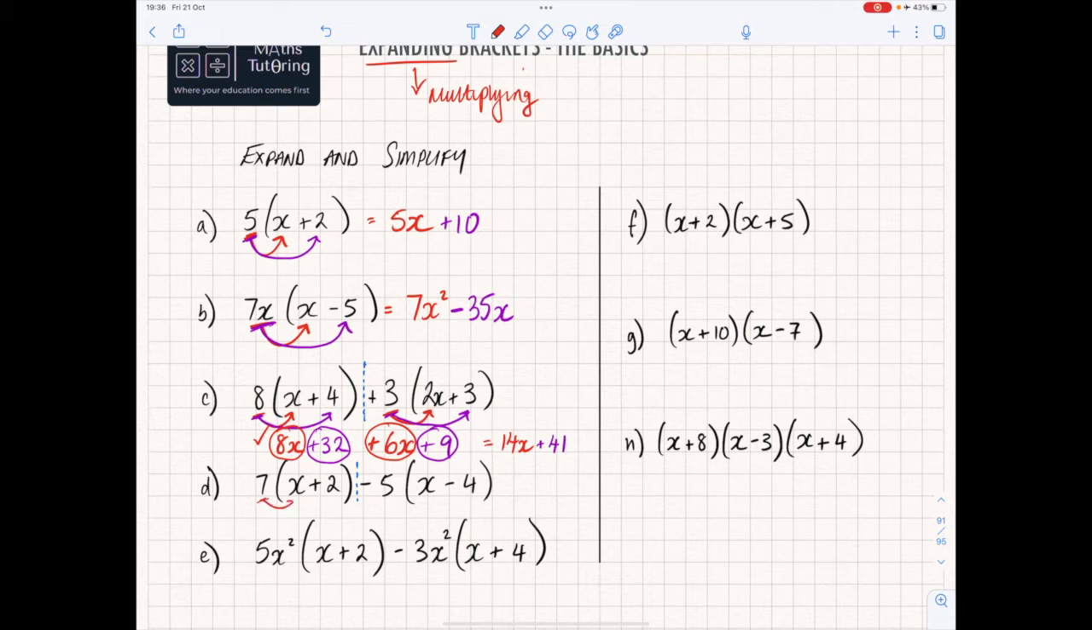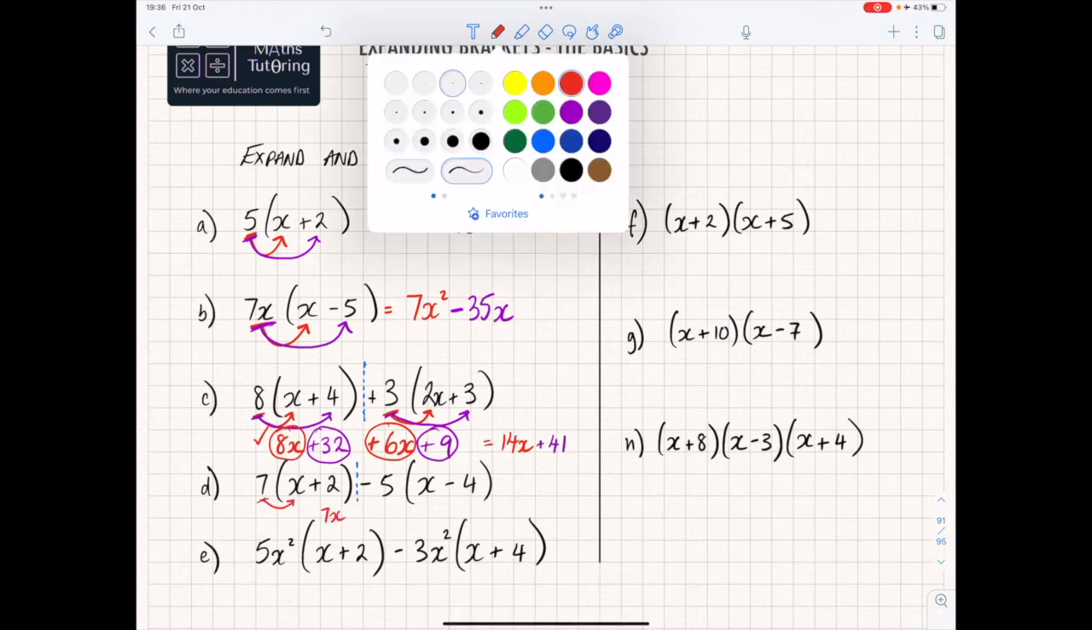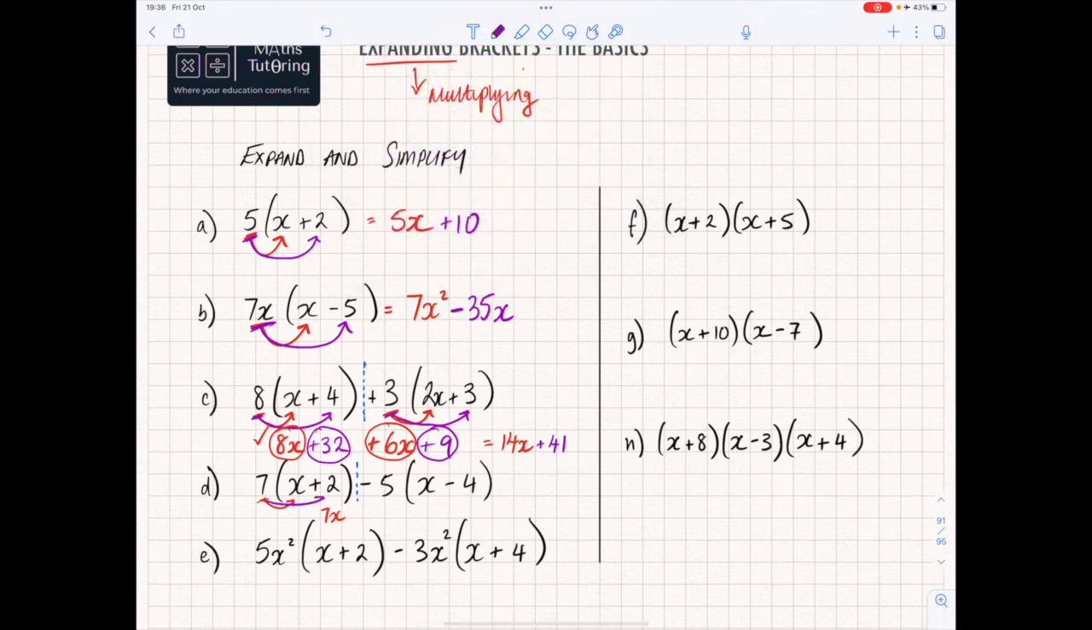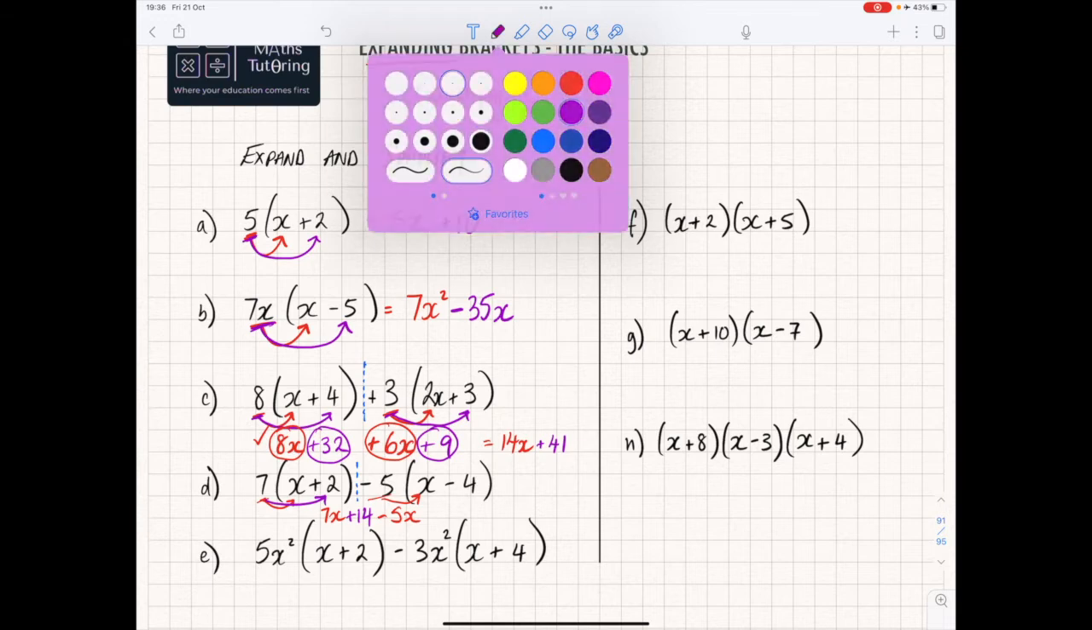First one, 7 times x ends up giving me 7x. So that's the first part. And then the second part, 7 times 2 is plus 14. So that left-hand side ends up being 7x plus 14. And then the right-hand side, we've got 5. That's a negative 5 times x, which gives you minus 5x. So make sure you are aware that is a minus 5.